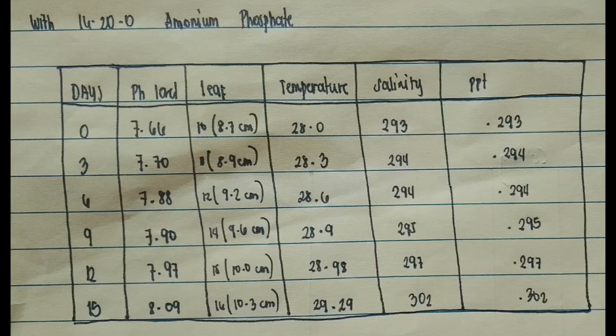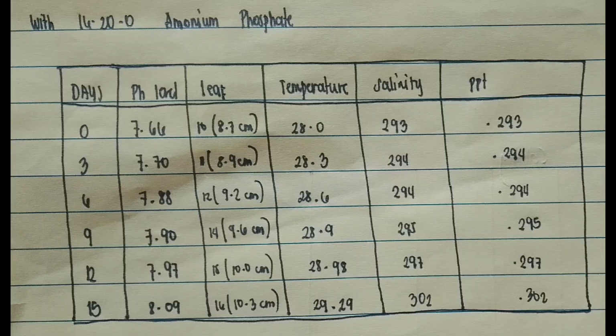Now this is the data with 1620 or with ammonium phosphate. From day 1, the pH level is 7.66, and the leaf count is 10, and the size of the longest leaf is 8.7 centimeters with a temperature of 28 degrees Celsius, and the salinity is 293 in ppm, and in ppt is 0.293. So let's jump into the 15th day or the last day of simulation.